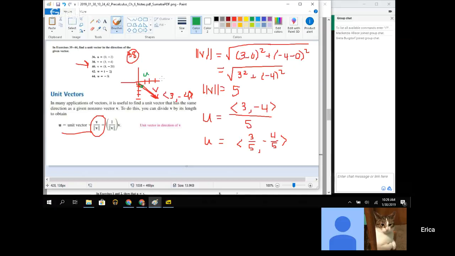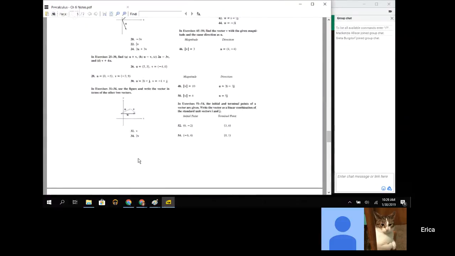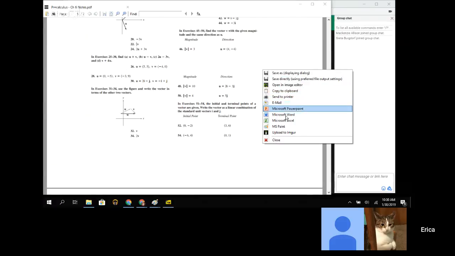Okay, let's do number 46 or 48 because it kind of uses this unit vector idea and takes it to the next level. Yay. All right, almost there. It doesn't really matter. Well, 45 through 50 are all the same. So we'll just go ahead and do 46.